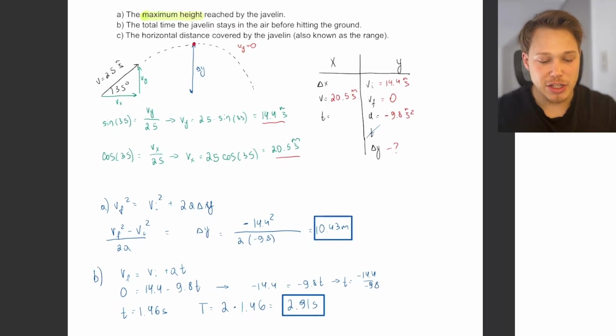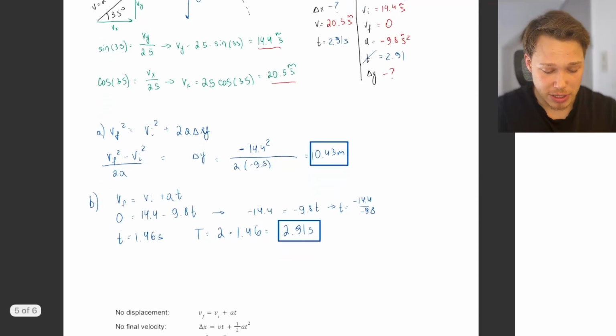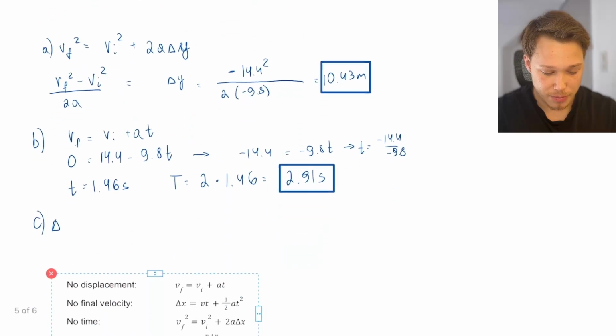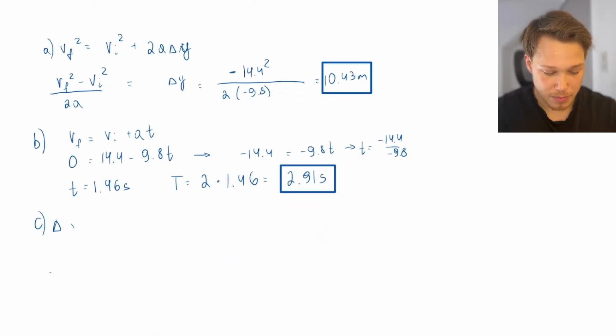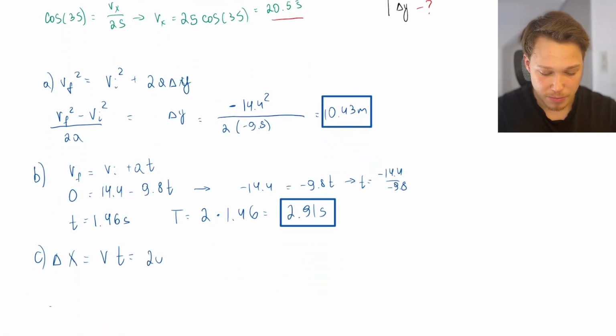Okay, now finally, let's solve for part C. Once again, time is something that is the same in both x and y. So notice once we found it, we can put it in both x and y. So we can find delta x now the same way we did in the previous problem. So delta x is equal to v times t, or is equal to our x velocity, 20.5 times 2.91, which is equal to 59.8 meters.